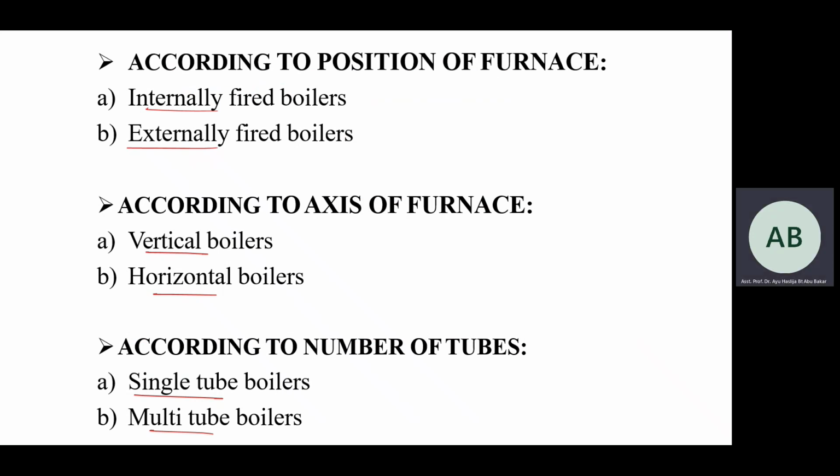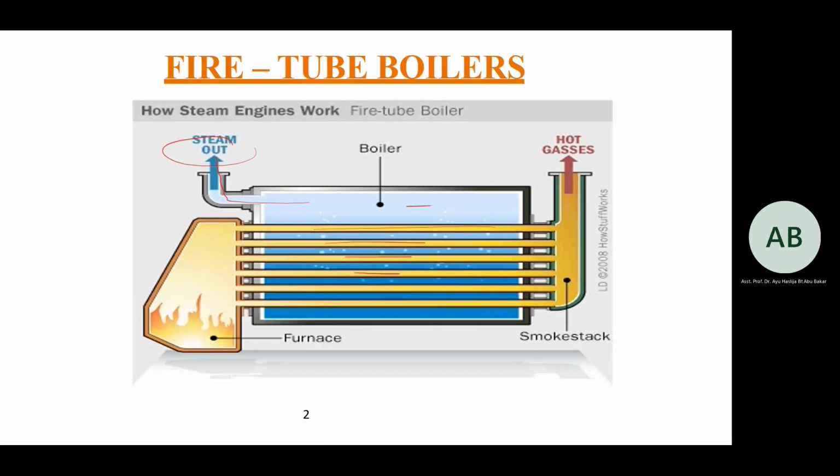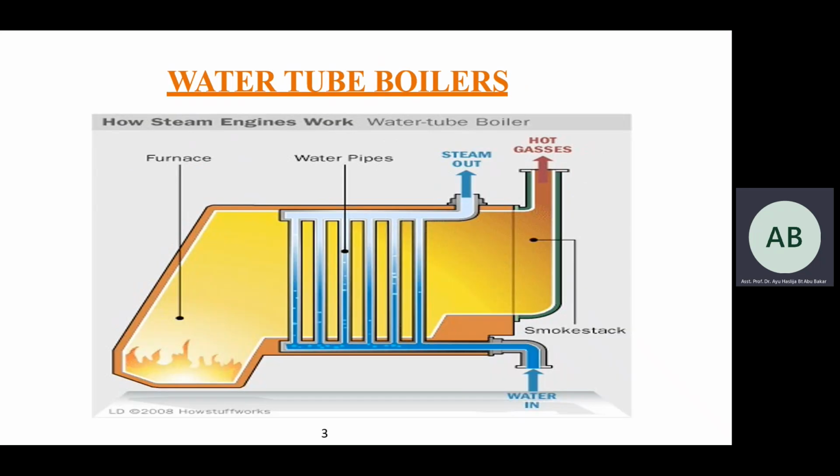The types of boilers depend on the position of the furnace, whether internally or externally fired boilers, and according to the axis of the furnace, they can be vertical or horizontal boilers. Then the number of tubes that you require, single tube or multi-tube. Single tube boilers means you have only one cylindrical tube, so the furnace hot stream is horizontally placed in the boiler to pass through it.